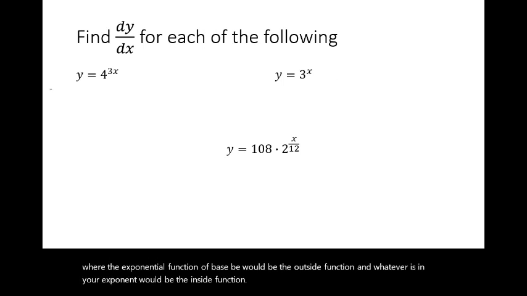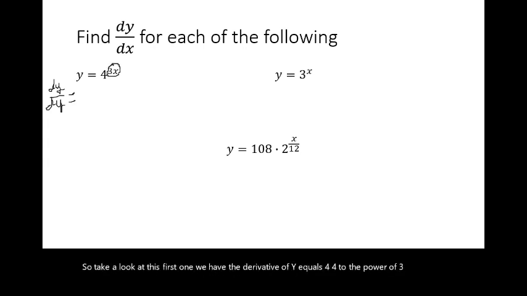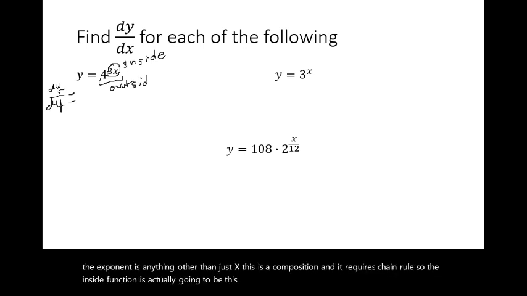So taking a look at this first one, we have the derivative of y equals 4 to the power of 3x. Because the exponent is anything other than just x, this is a composition and it requires the chain rule. So the inside function is actually going to be this 3x, and the outside function is going to be the exponential of base 4.